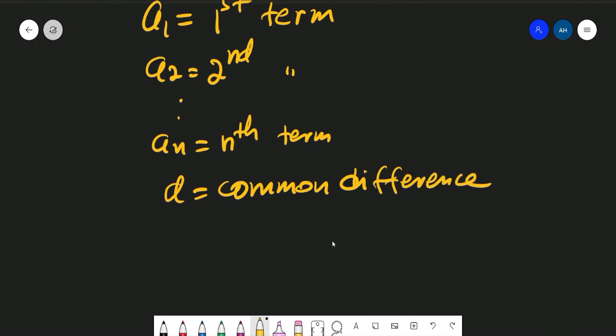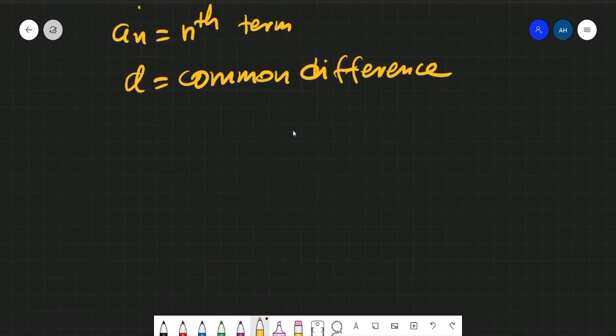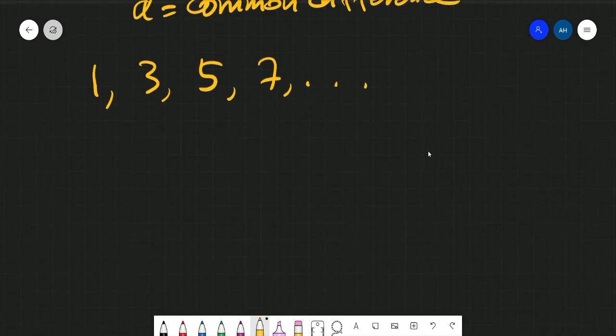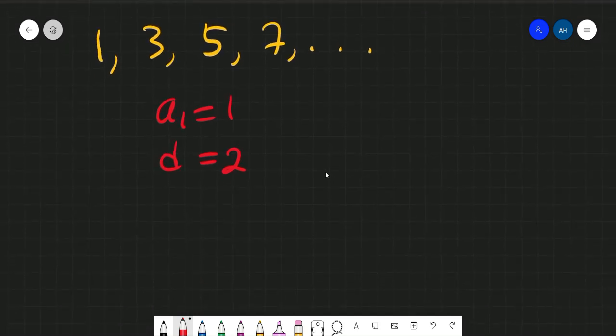Now let's discuss one example of an arithmetic sequence. For example, if we have a sequence of odd numbers, start with 1, and then we have 3, we have 5, we have 7, a sequence of odd numbers that goes to infinity. Therefore, in this case we have A1 equal to 1, D equal to 2.